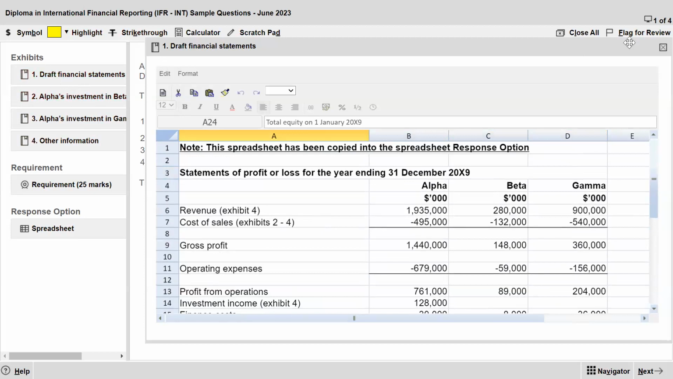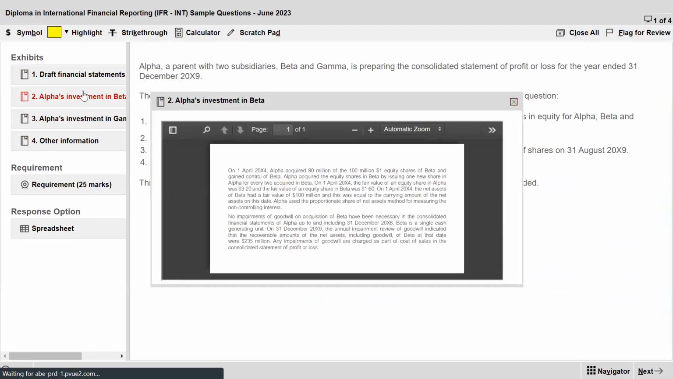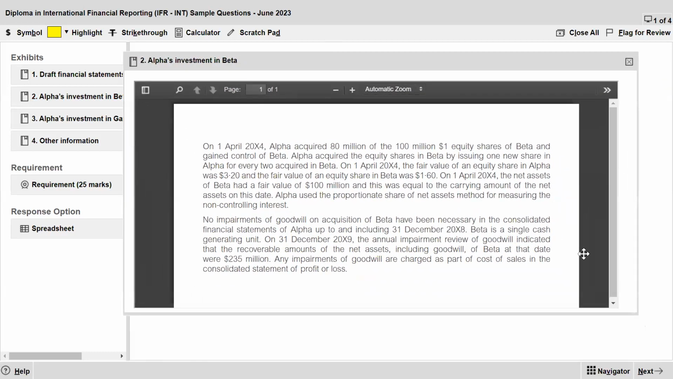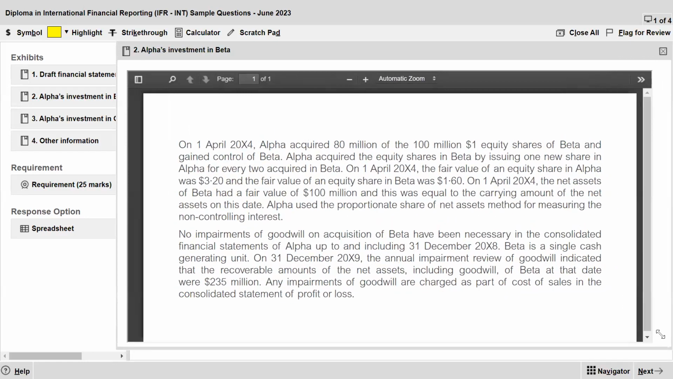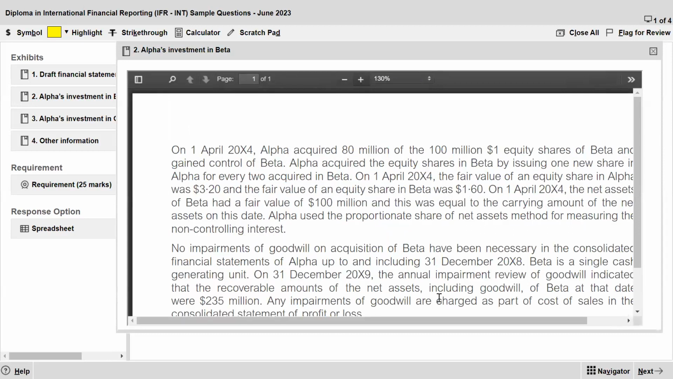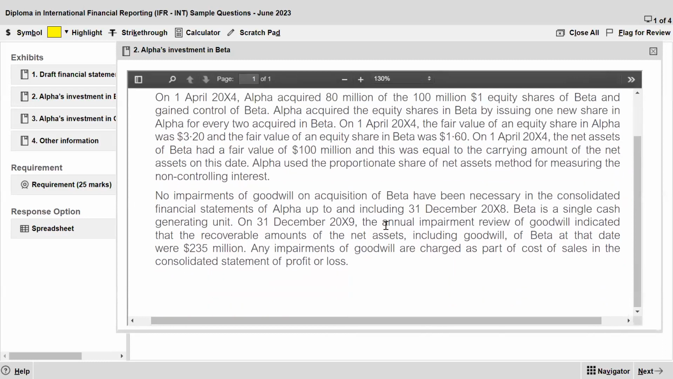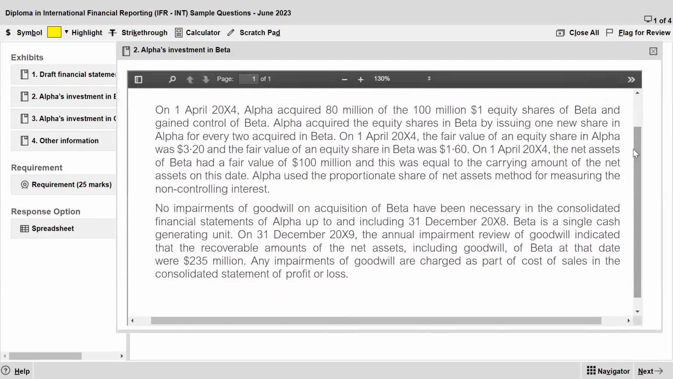Now what next is there? The next situation is that let's have a look at Alpha's investment in Beta. That's exhibit number 2. Now, what is he actually mentioning in this exhibit? Whatever he's mentioning, what I would want you people to do is to just read it through for a minute and see what you think should be done with respect to it. Then we are going to start discussing it together. So can you just read through it, please? And can you see what we need to do with respect to this?